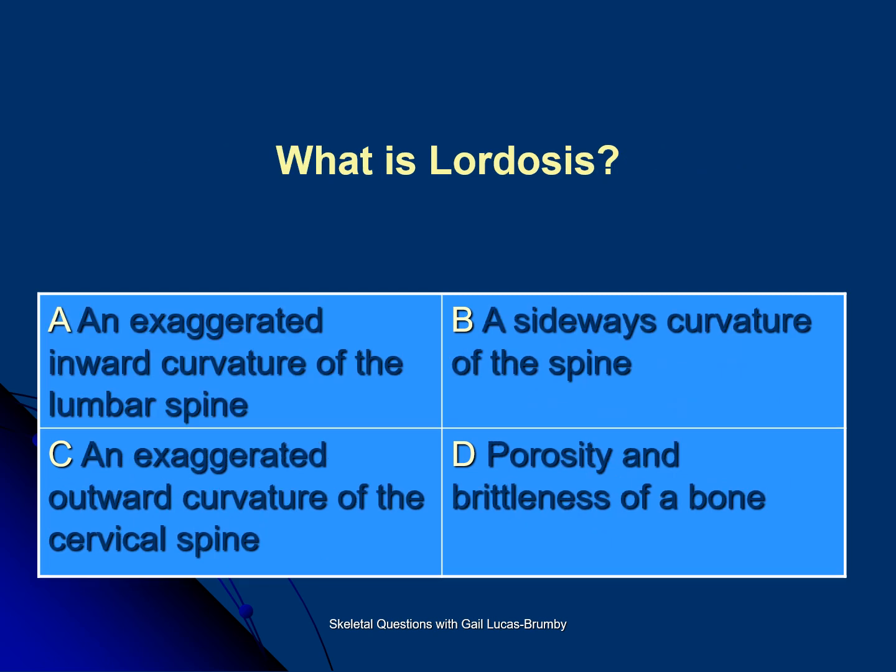What is lordosis? A, an exaggerated inward curvature of the lumbar spine. B, a sideways curvature of the spine. C, an exaggerated outward curvature of the cervical spine. Or D, porosity and brittleness of a bone. And the answer is A, lordosis is an exaggerated inward curvature of the lumbar spine.